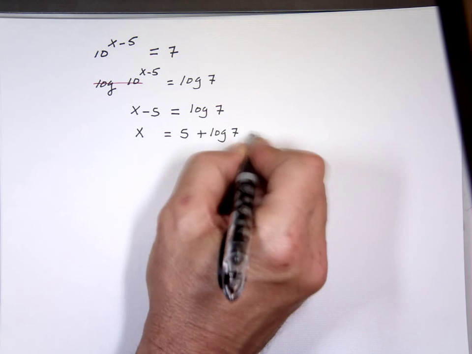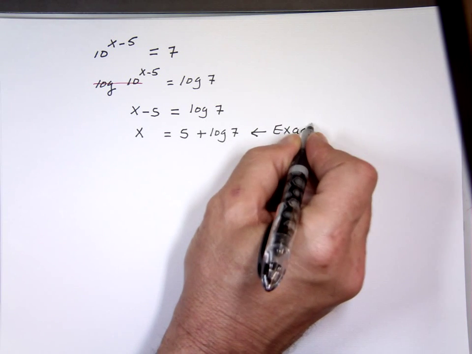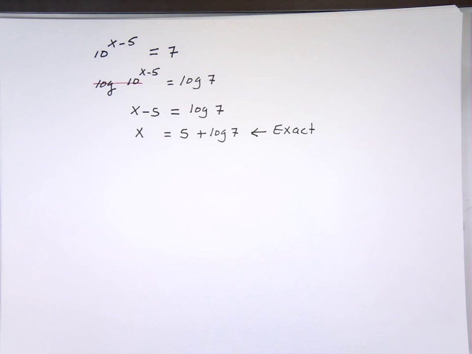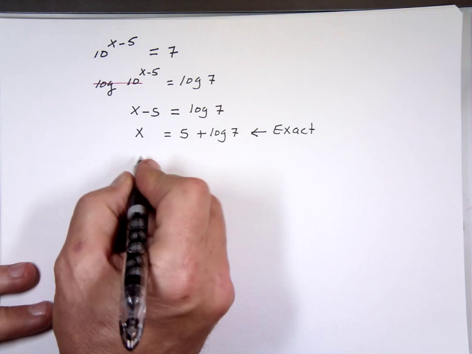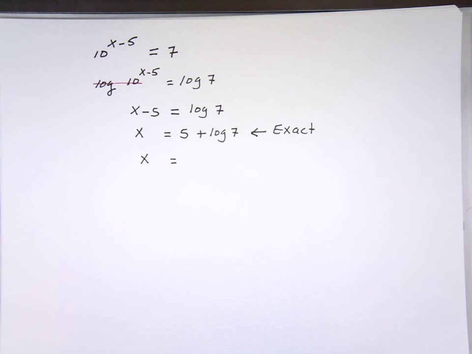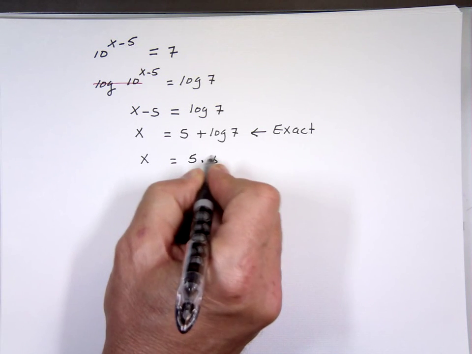If they ask you for an exact answer, leave it like this. Don't touch it. So if they ask you for exact, leave it like this. If they ask you to approximate, then go ahead and use the calculator. You go, what's the log of 7? Add 5 to it. .845.